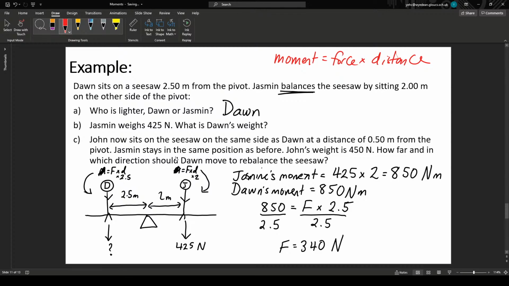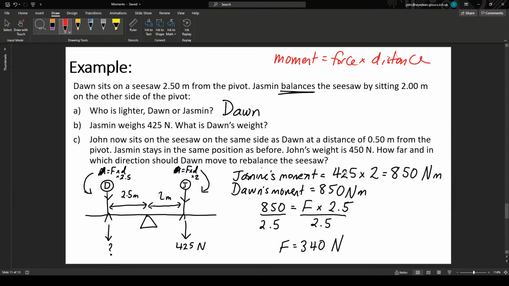So, when you have an increased distance, you're going to need to have a lower force, and vice versa, right? Because the moment has to be equal. So if somebody goes further away, that means that they need to be weighing less in order to have the same moment. And if you know the moment of one, you also know the moment of the other one if they're balanced, because they have to be exactly the same.